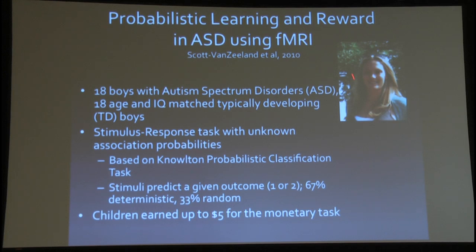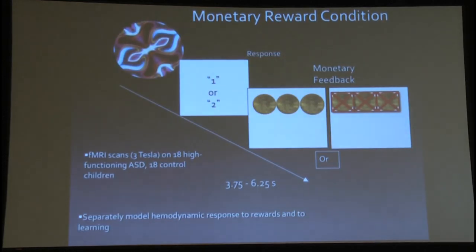And this is one of our former students, Ashley Scott Van Zeelen, who looked at a bunch of children with ASD and IQ-matched boys. I'm just going to go straight to the task. In two conditions, in a monetary reward condition, the kids would see this random pattern, and they were told to press a button, one or two, that goes with this, and they'd be told if they were right or wrong. Now, there's nothing about this pattern that says one or two, right? They just have to guess.